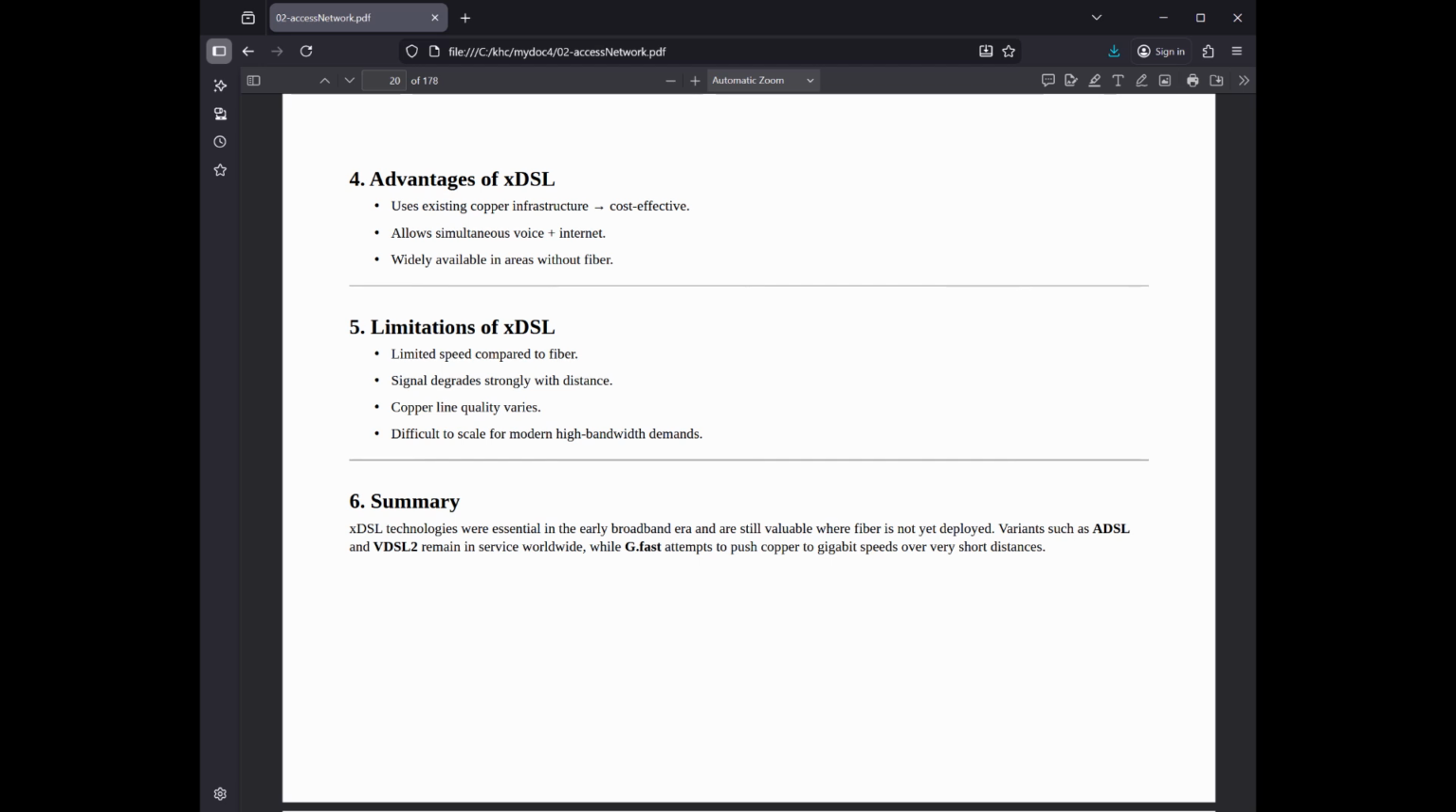VDSL2 is like a sprint. It is incredibly fast but only over very short distances, usually under 1 km. ADSL2+ is like a marathon. It is slower overall but can maintain a usable connection over much longer distances, up to 5 km or more.